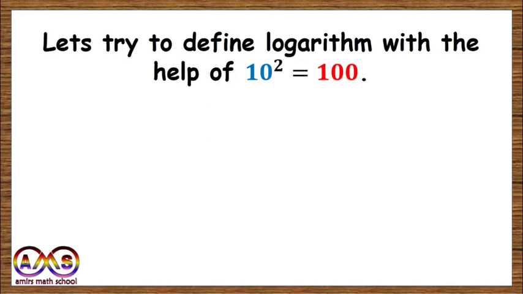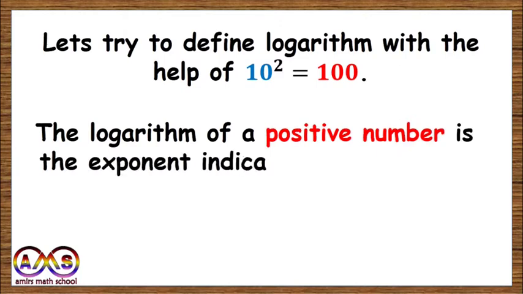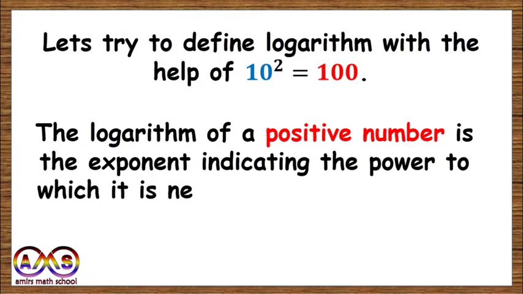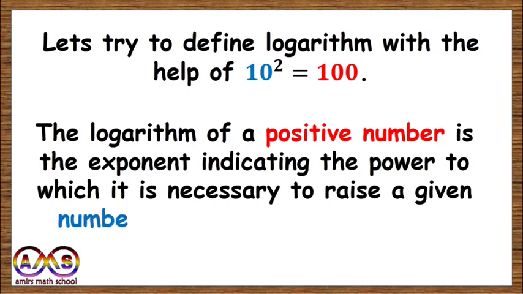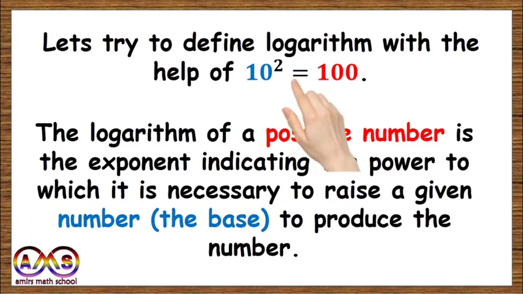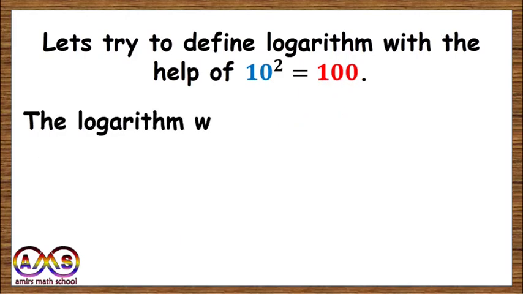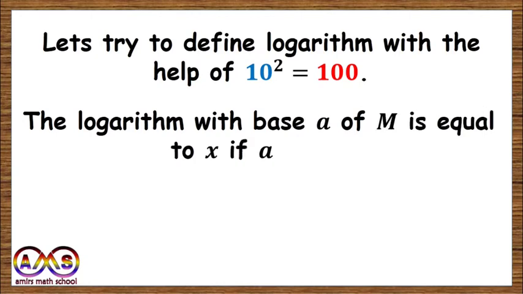The logarithm of a positive number is the exponent indicating the power to which it is necessary to raise a given number, that is the base, to produce the number. In this case, the base number 10 is raised to 2 to produce the positive number 100. The logarithm with base a of m is equal to x if a to the power x equal to m.